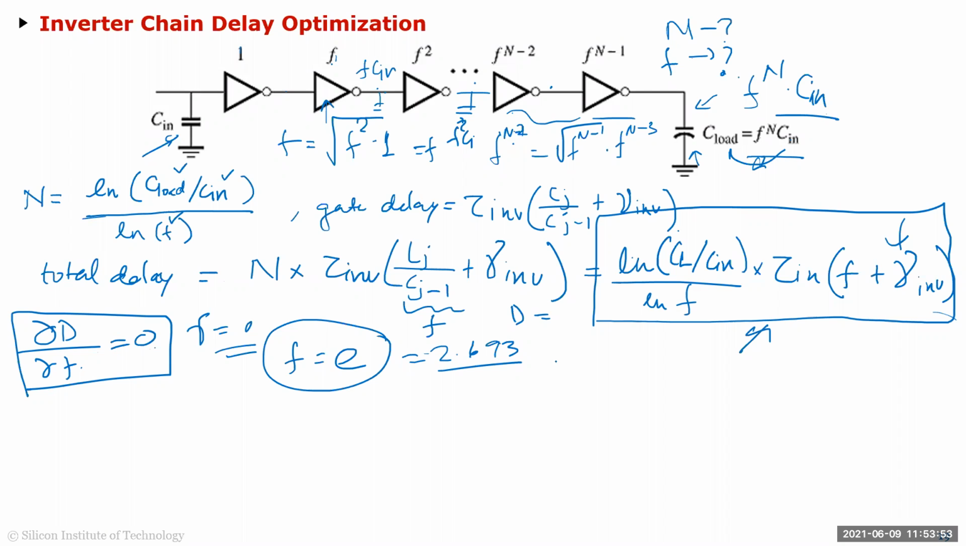So a lot of times, at least when I design buffers, usually I just take 3 stages and fan out of 3, n equals 3. And I know it's not optimum, but it's very close. And if you're not trying to squeeze everything out of the technology, then you're usually pretty good.